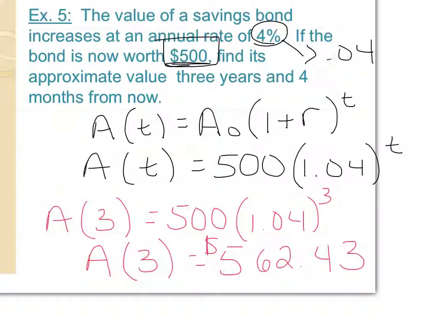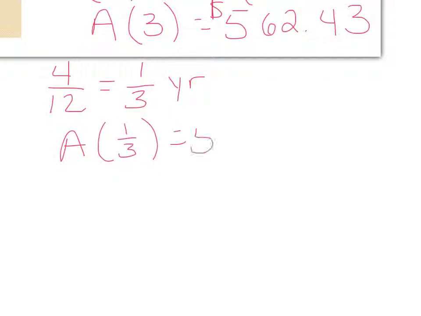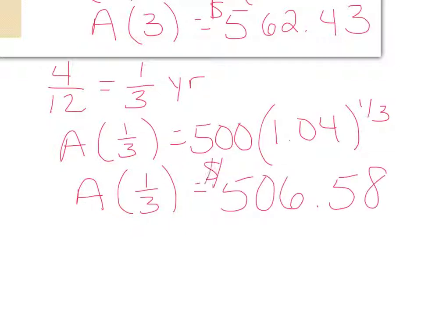Now, if you're thinking about 4 months from now, you really have to convert into years. So that is 1/3 of a year. So you're going to do A of 1/3 is equal to 500 times 1.04 to the 1/3 power. And when you get that answer, you would expect that you're going to get something less than the 562, I hope. You're going to get $506.58.